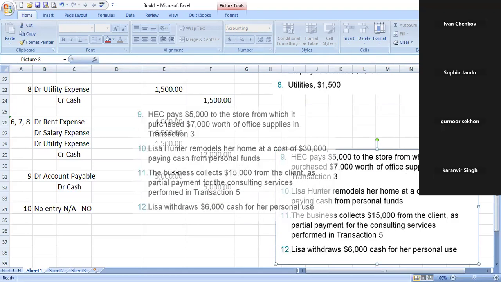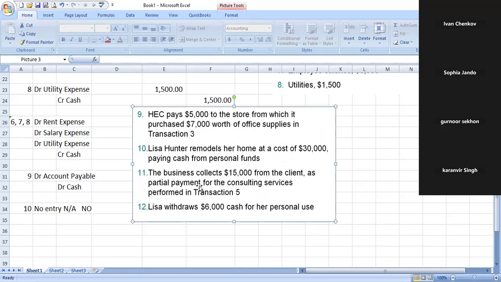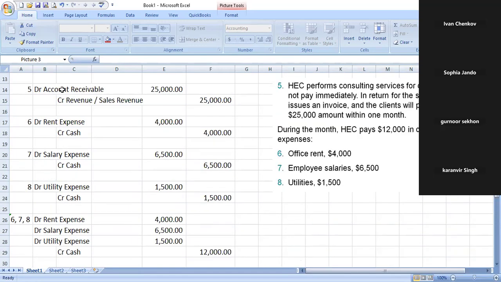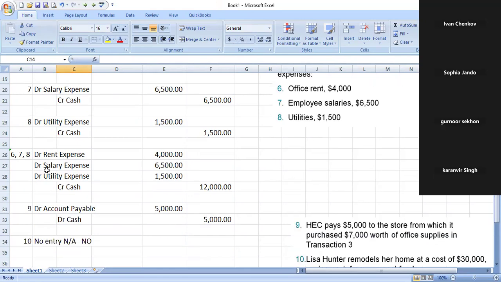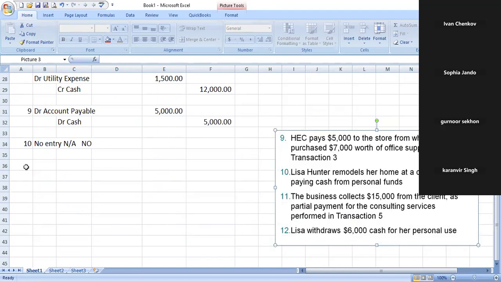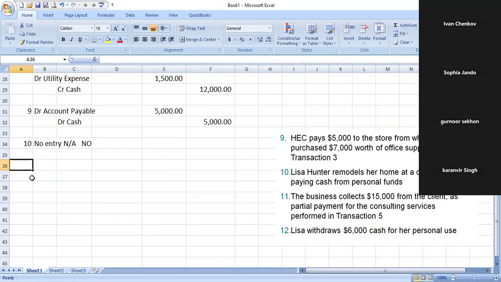So let's see the next one. The business collects $15,000 from the client as a partial payment for the consulting services in transaction 5. So what happened in transaction 5? We provided the service, the client didn't pay. Now the client pays. What did we get? Number 11. We get the cash. Yes, cash. Finally, we get what we wanted.